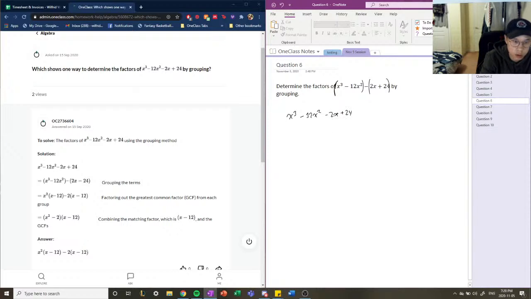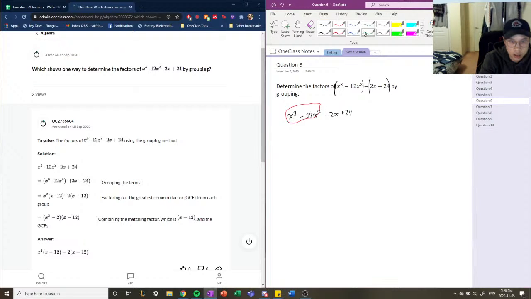Okay, so we want to group these two terms together. Sorry, my circle was really bad. And this term together. Okay, so we're going to group that together, right? And let's look at the first group. What is factorable out of this group?